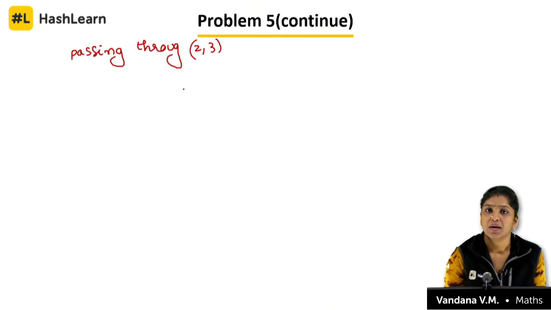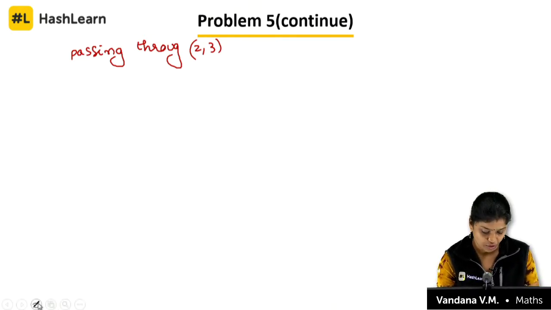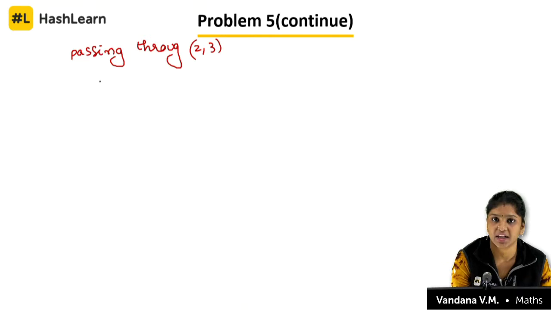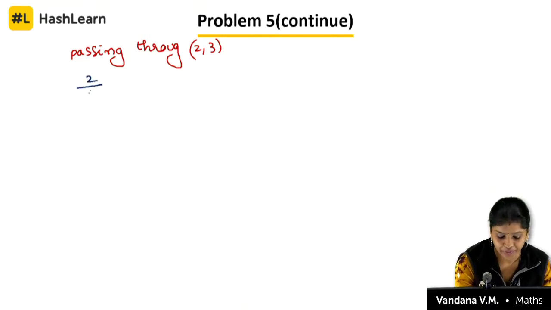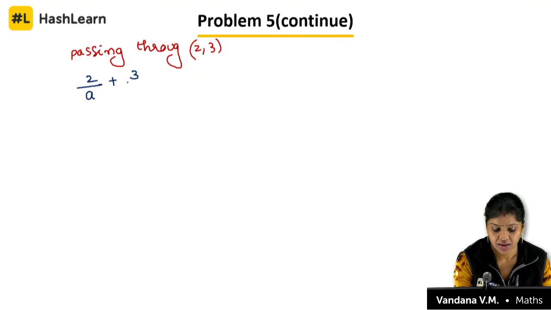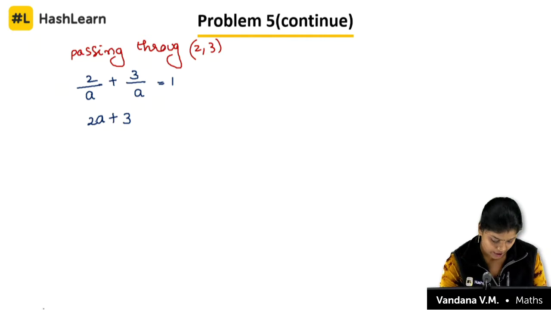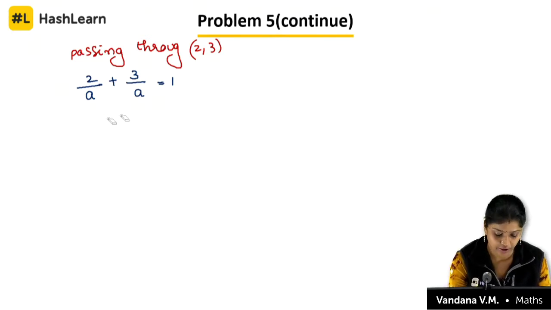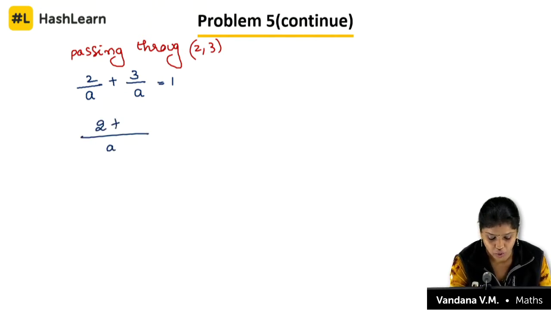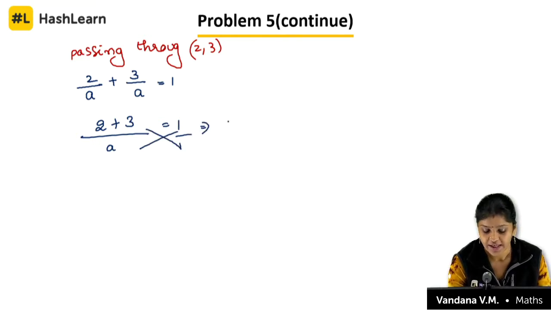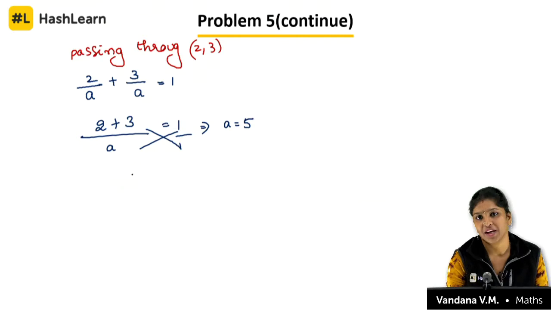If any line is passing through the point, that has to satisfy. Satisfy means in place of x you write 2. 2 by a plus 3 by a must be equal to 1. Find out the LCM, that is a. 2 plus 3 is equal to 1 into a. Now do the cross multiplication. a value is 5. Now I can write the equation, right?